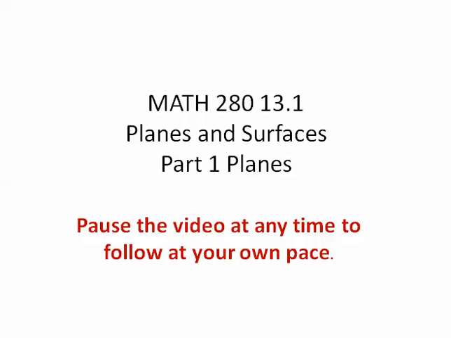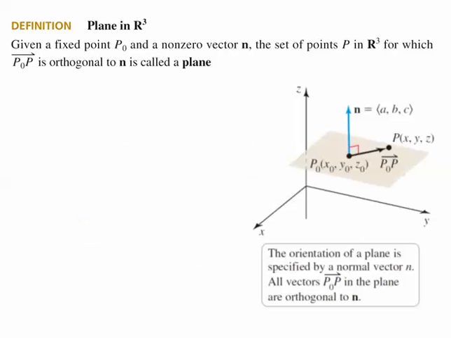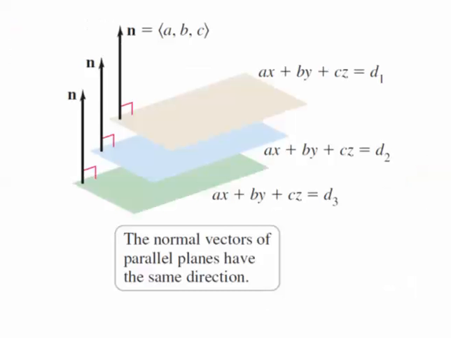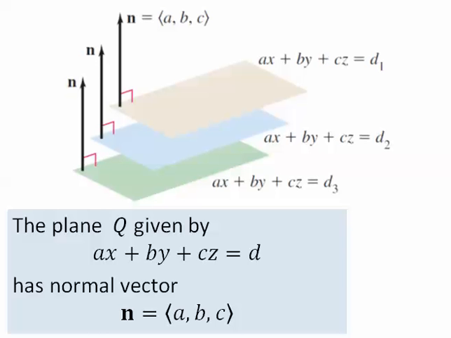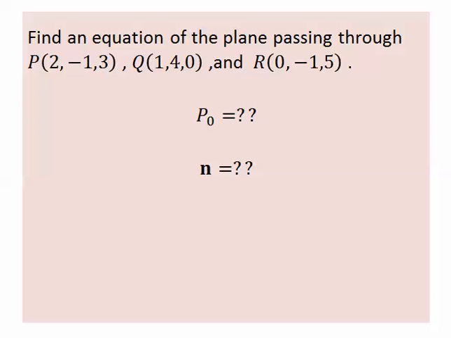Part 1 of 13.1. A point P naught and a vector n define a plane. The normal vectors of parallel planes have the same direction. If a plane is given by this equation, then it has a normal vector that is just taken from the coefficients. Find an equation of the plane passing through these 3 points.